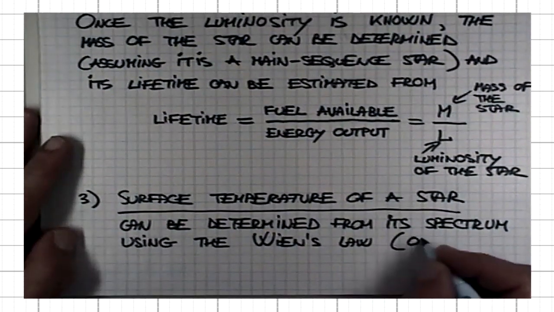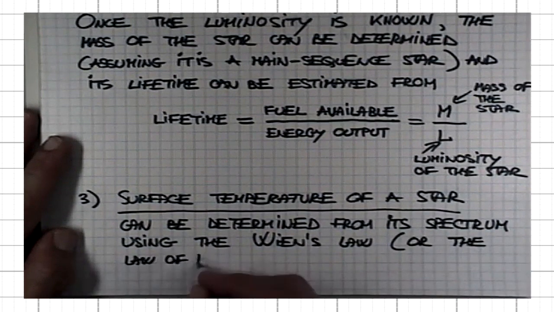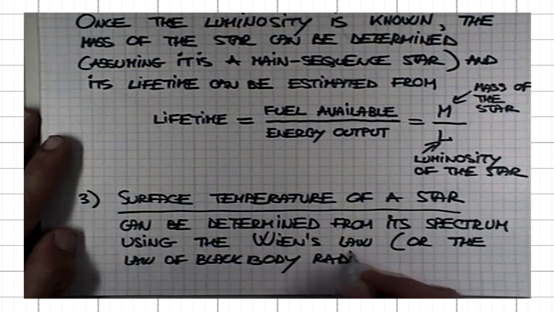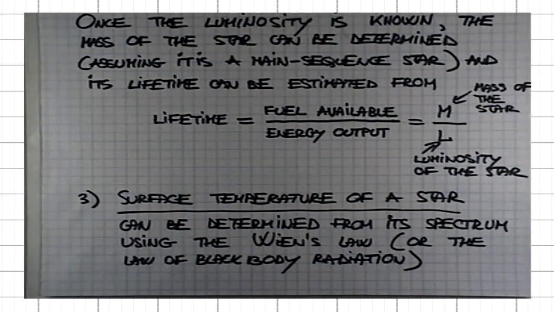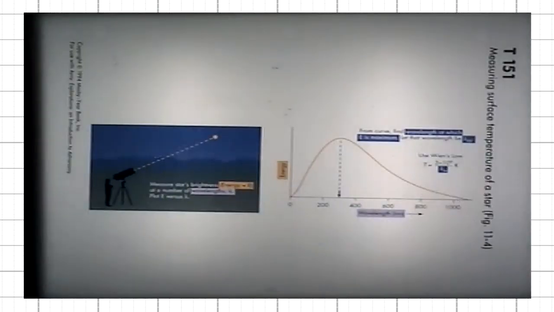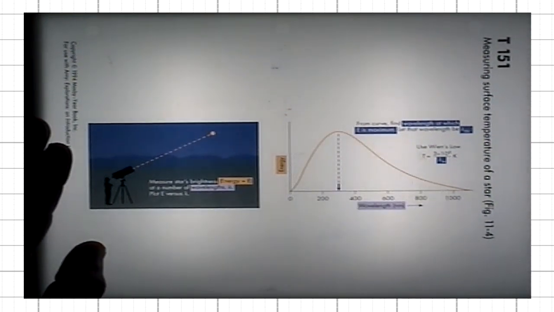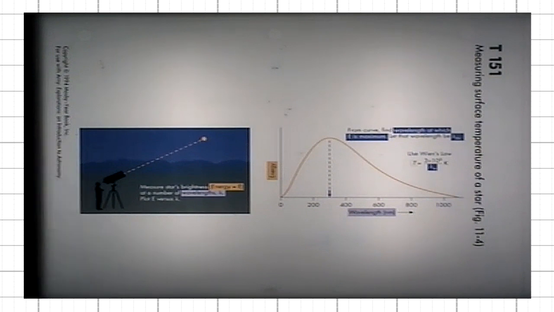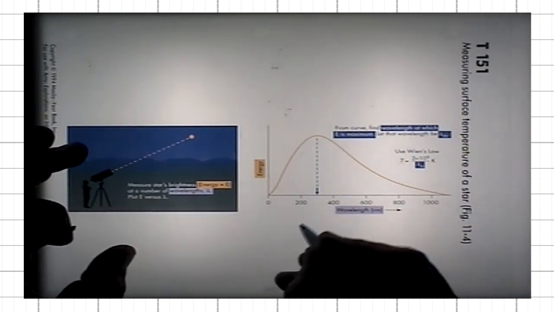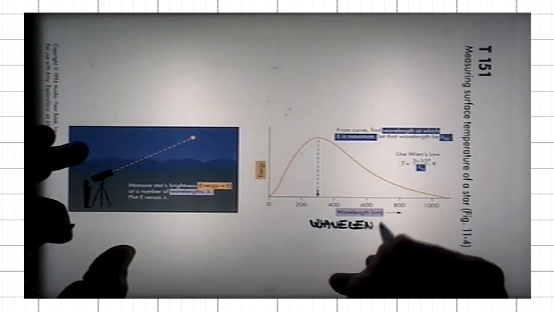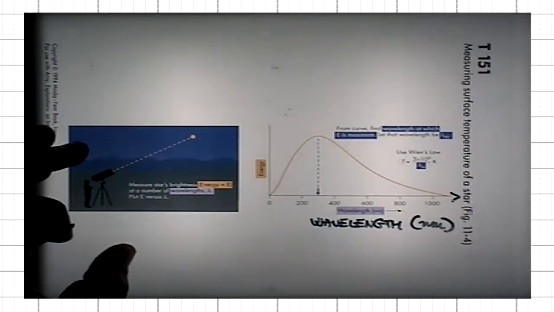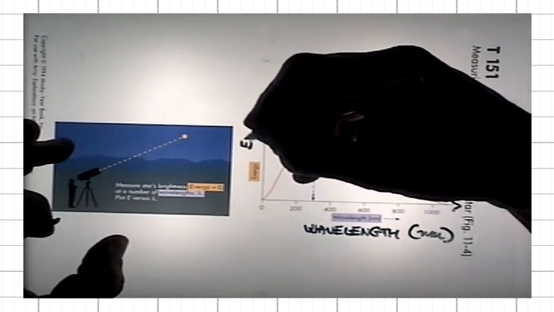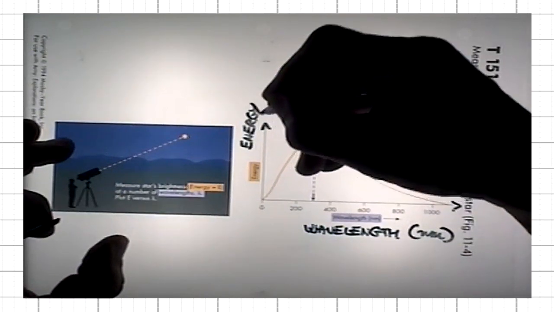As I pointed out before, any body of given surface temperature emits electromagnetic waves of all possible wavelengths, right? At which wavelength it emits most of the energy depends on the surface temperature. So what you have here on the horizontal scale is wavelength in nanometers, and here what is plotted is energy emitted at a given wavelength.